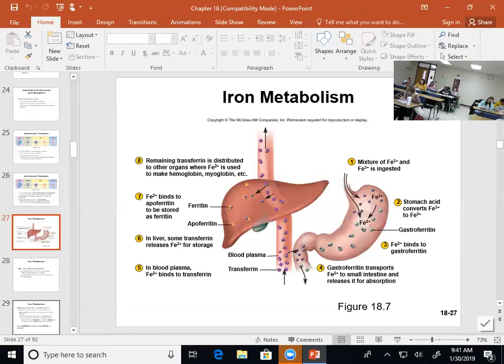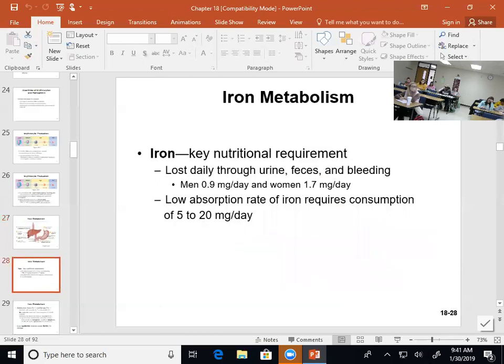Anyway, so that's total iron binding capacity, TIBC. That's not in your book. I'm not going to ask you about it. Just want you to know, people shouldn't just go around being anemic and not address it. It should be corrected.